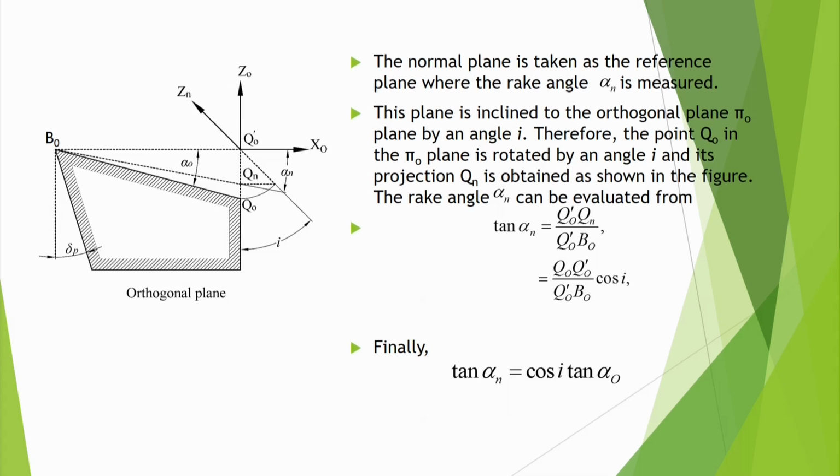Tan alpha n will be basically Q0 prime Qn over Q0 prime B0. That means basically the height portion here. In the orthogonal system, what was tan alpha 0? It was Q0 prime, that means the vertical elevation difference, over B0 Q0 prime, the horizontal difference between the 2 points. That ratio of these two, first divided by the second one. So you have that type of relation already, tan alpha 0.